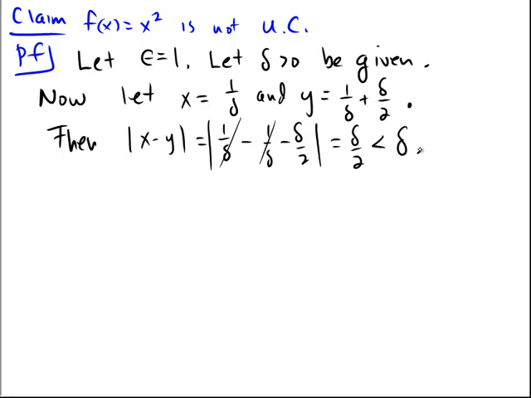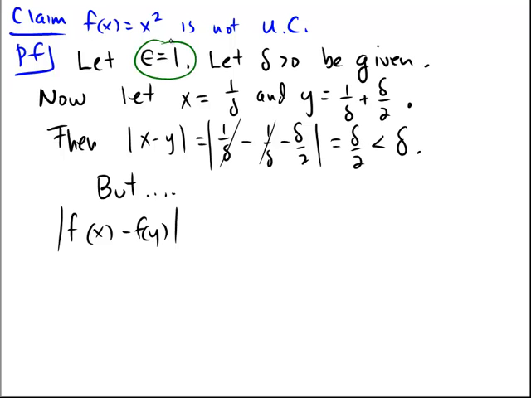So we're making sure that we're taking points from the domain that cause the distance between x and y to be less than delta, satisfying the antecedent. But now, what do we get? Notice that for the absolute value of f of x minus f of y, we're hoping that we can show that this is bigger than or equal to some epsilon, and the epsilon that we chose was 1, so I'm hoping I can show this is bigger than or equal to 1.